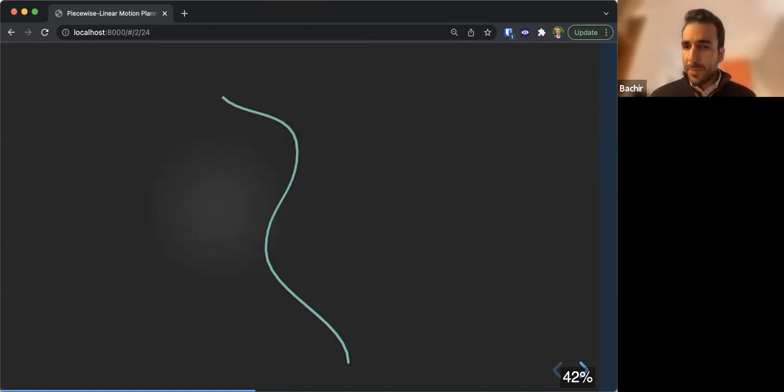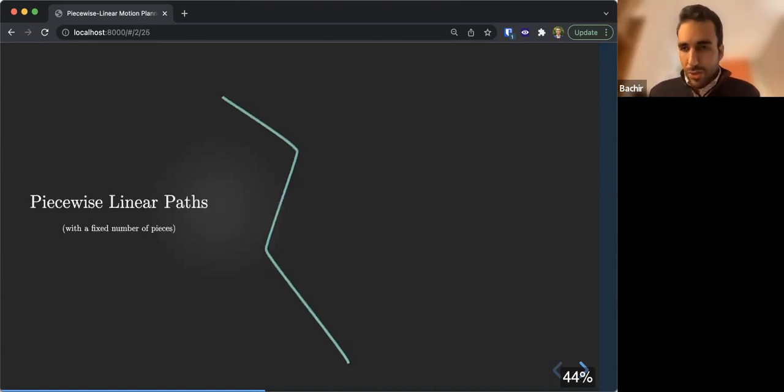In the motion planning problem, there is an extra layer of complication, which is the fact that I'm not looking for a vector y, I'm looking for a path. So I need to parameterize it in such a way that makes the problem tractable. The way we chose to parameterize the problem is as a piecewise-linear path with a fixed number of pieces.